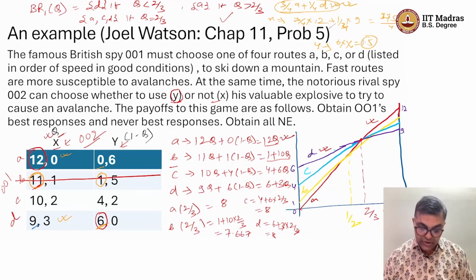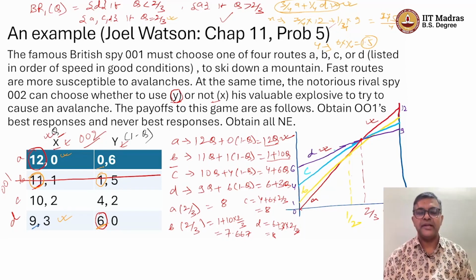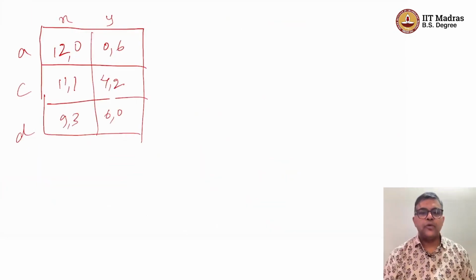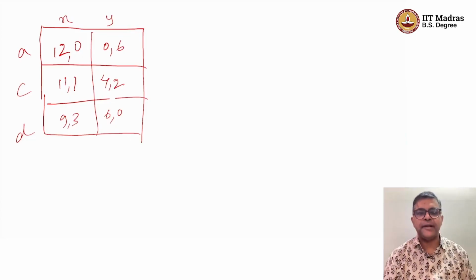We cannot do such things for other C, because C is at least a best response when Q is equal to 2 by 3. So we will proceed from here. Now let us solve the game. Rather than focusing on the complete game, we should focus on the reduced game in which we have eliminated B by iterated elimination of dominated strategy.